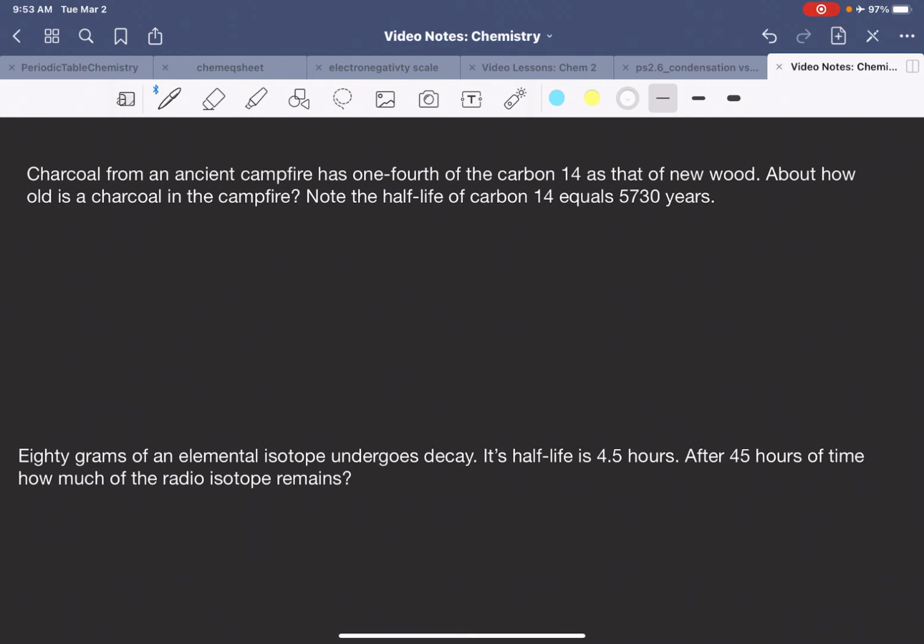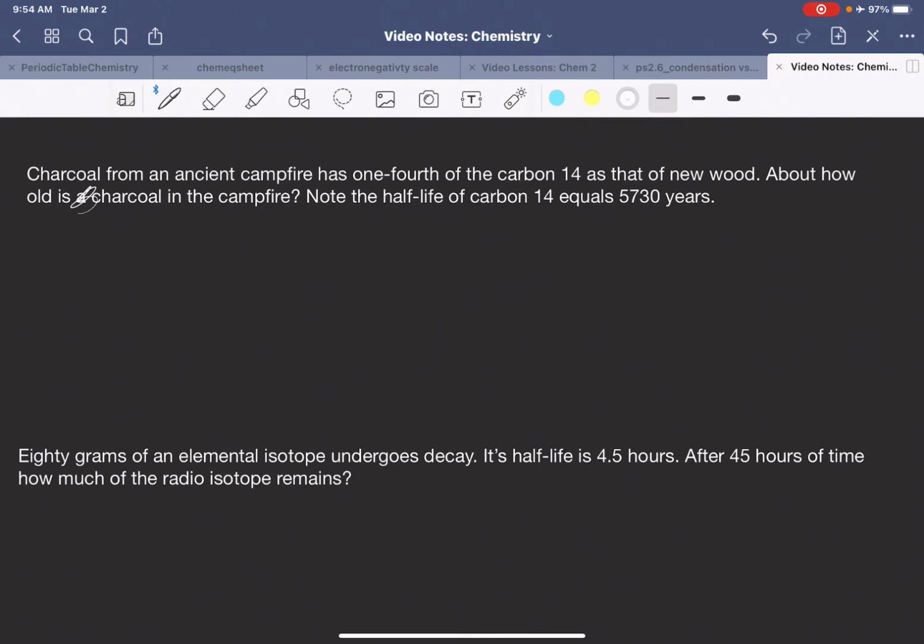Let's just go with how old is the campfire. We could go with that, or we could just say the charcoal in the campfire. I probably should have just said that instead. It's just a typo. I'm just noticing it. No need to redo the video. You get the idea.